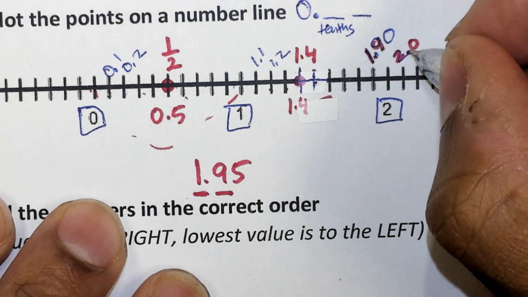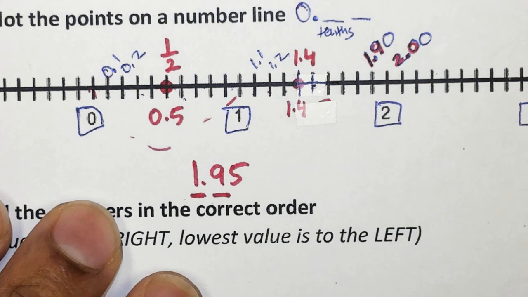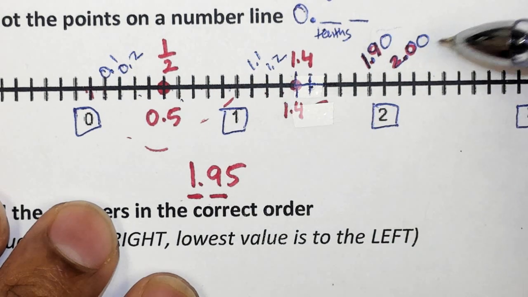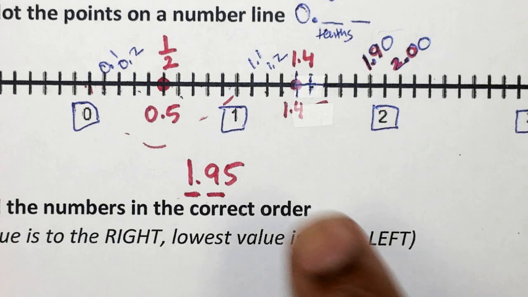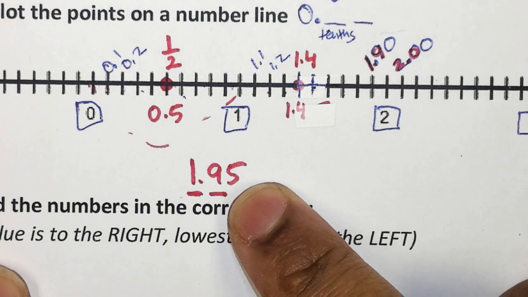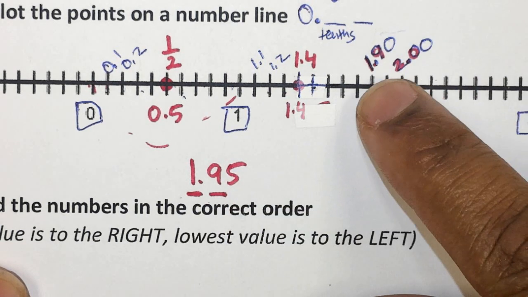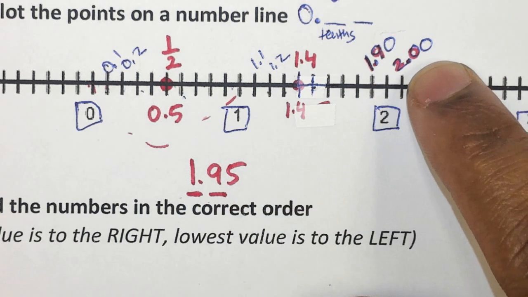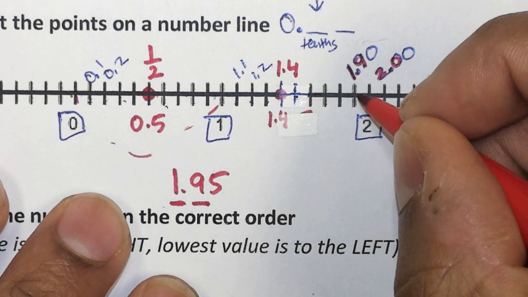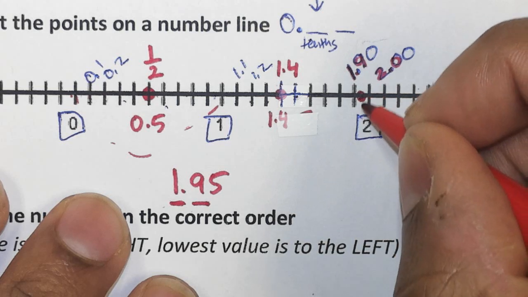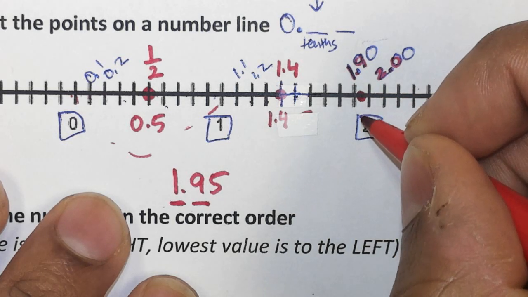1.90 and 2.00. Where would 1 and 95/100 go? 1.95 would go between 1.90 and 2.00. So it's going to go right in between that spot on our number line.